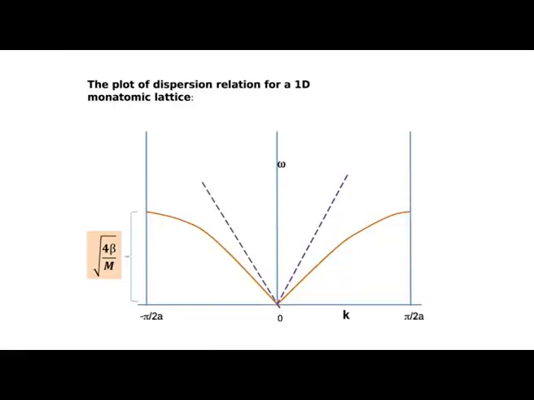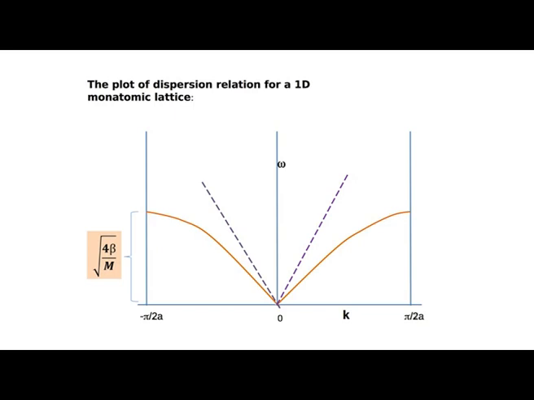Do you remember what the boundary of the first Brillouin zone was? If you remember, it was from minus pi by 2a to plus pi by 2a, where a was the lattice constant. So, in this dispersion plot also, as you can see in the image, in the y axis you have the omega which is the frequency, and in the x axis you have the k which is from minus pi by 2a to plus pi by 2a. So, why minus pi by 2 to plus pi by 2? It is because these are the Brillouin zone limits.